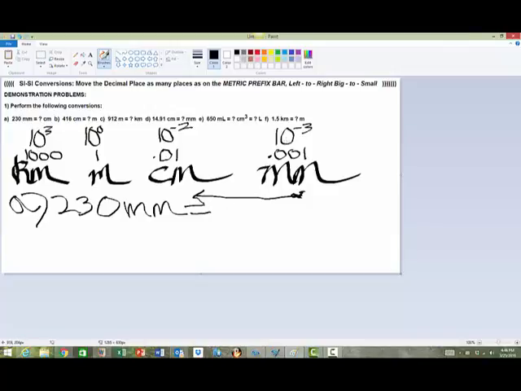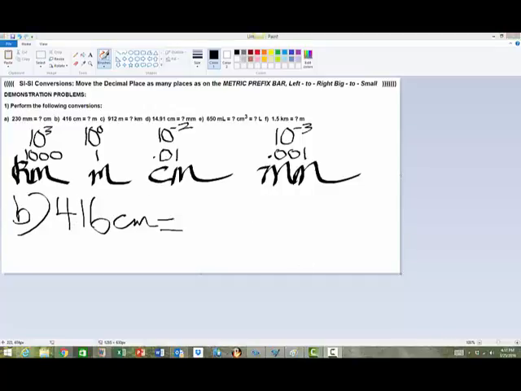How many places? Millimeter is 10 to the minus 3, whereas centimeter is 10 to the minus 2. That's 1 power of 10, or 1 order of magnitude. Therefore, we will move the decimal place 1 place to the left. And so what we get is 230 millimeters is 23 centimeters.